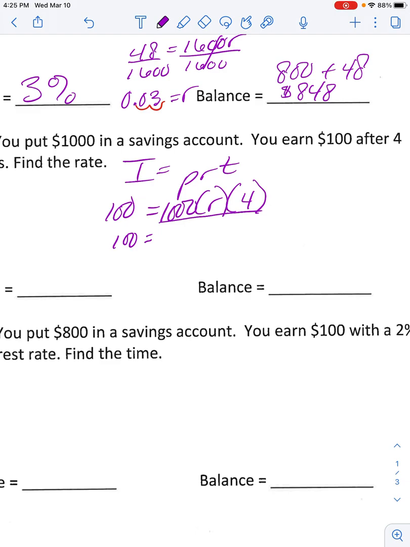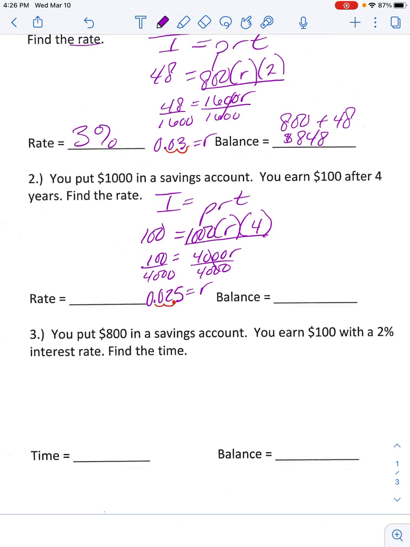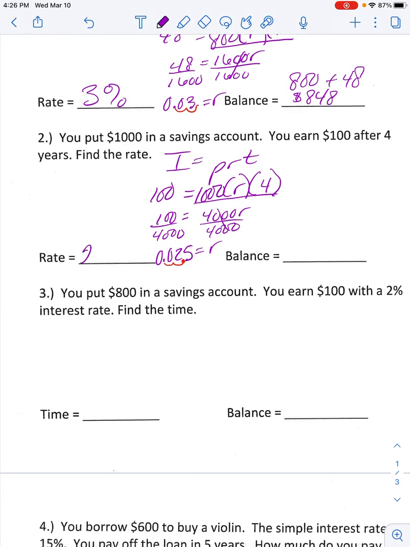Oh, I think I put 1,000. It was supposed to be, yeah, it's 1,000. 1,000 times R times 4 is 4,000 R. And then we'll divide by 4,000 to get that R by itself. So 100 divided by 4,000 is 0.025. Rates are always going to be a percent, so we move that decimal twice to the right. So the rate was a 2.5% rate.